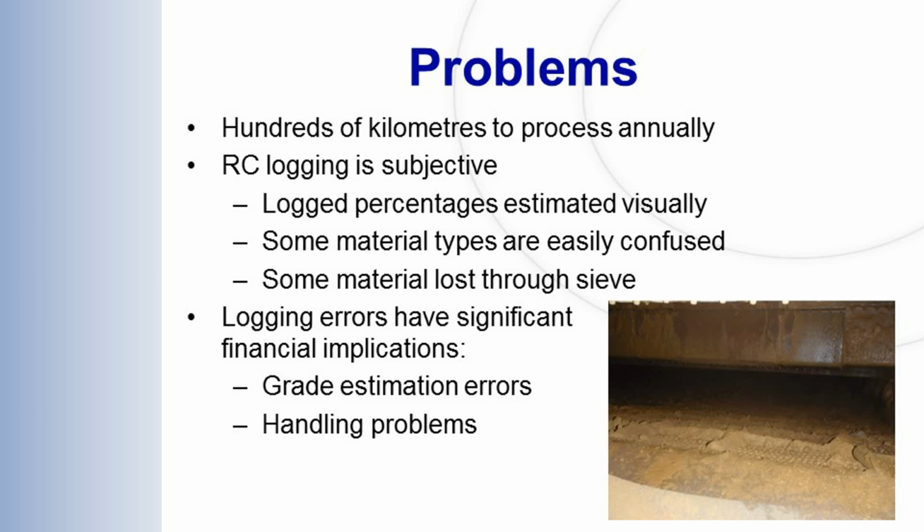Obviously there's significant financial implications if you get the grade wrong. If you think that you've got a lot of goethite but in fact it's shale, but they're both soft and yellow, for example, then that's going to be a problem downstream.